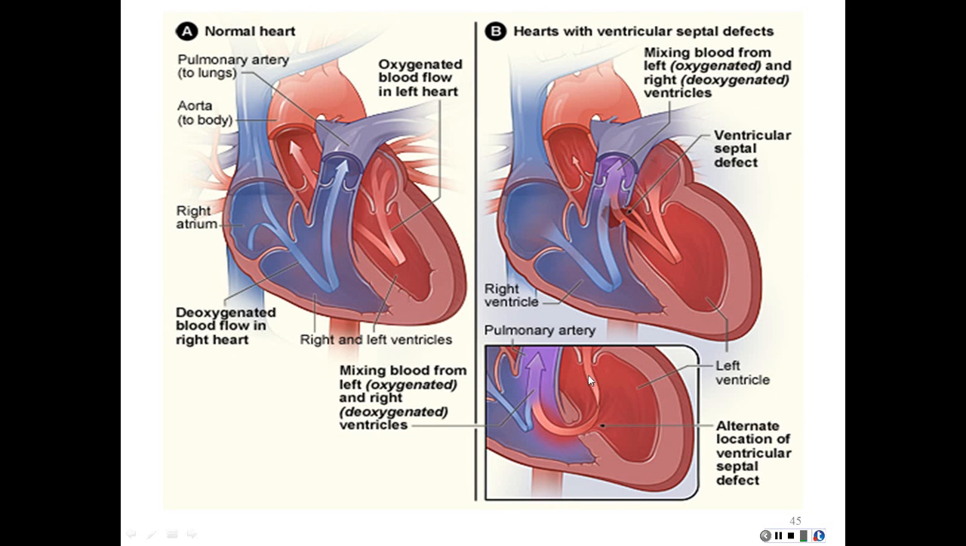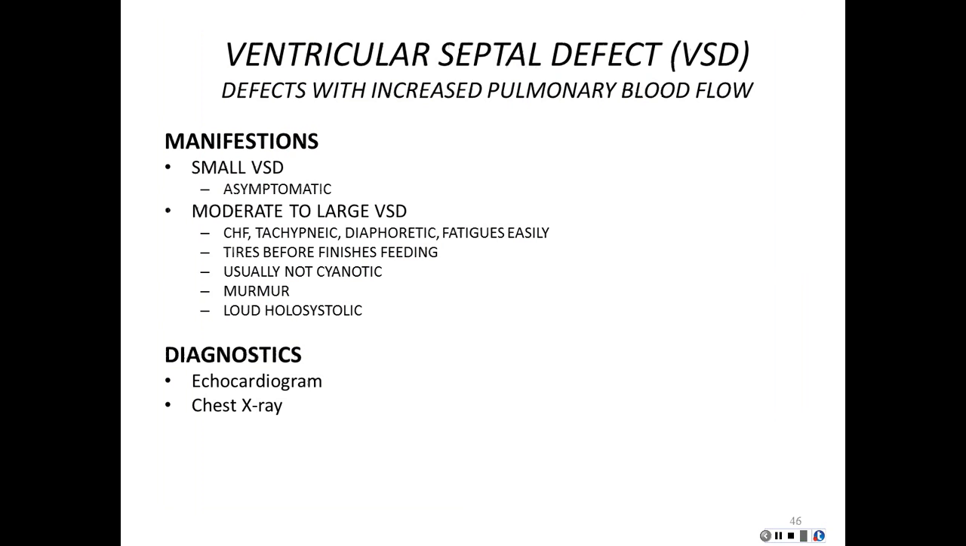What we have is oxygenated blood moving into and mixing with unoxygenated blood. So in these cases, what's happening is oxygenated blood is just going back to the lungs and being reoxygenated. No deoxygenated blood is moving out into the systemic circulation.